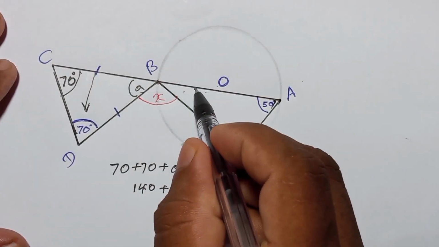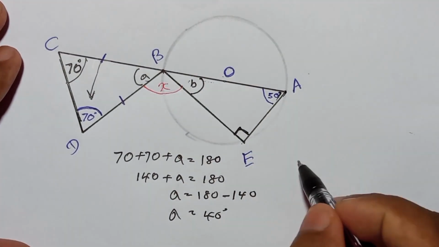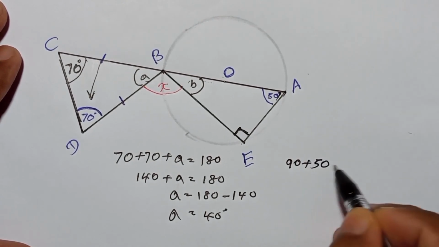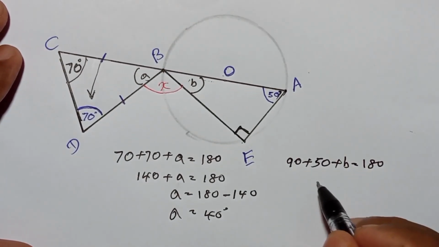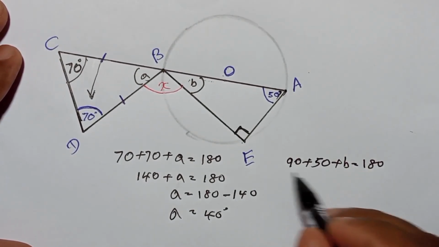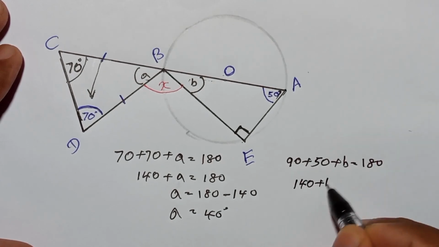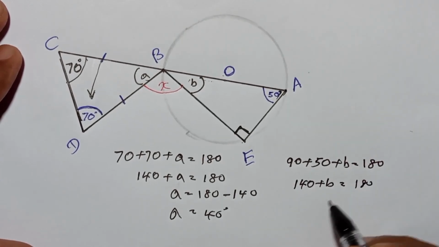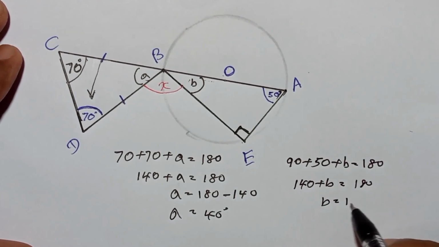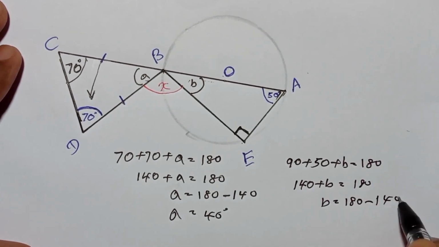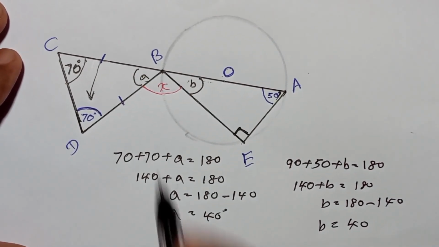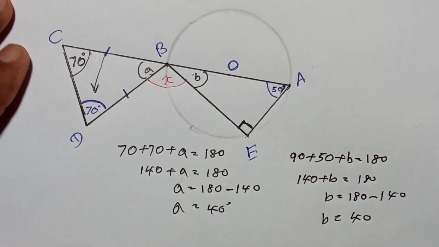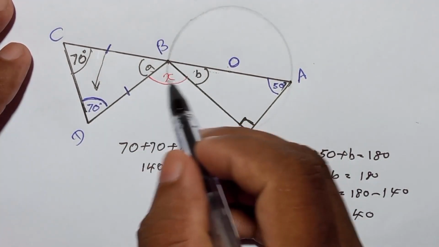Okay, I will put a name for that. I'll put B here, right? Now I can write 90 plus 50 plus B equals 180, right? Then 50 plus 90 is 140, and here B, here 180. So B will be equal to 180 minus 140. So B will be equal to 40. B is also 40, right?